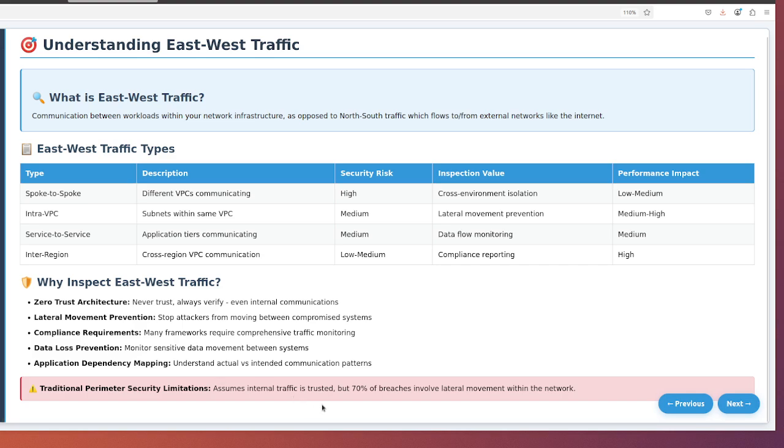From a compliance perspective, many frameworks now require comprehensive traffic monitoring. NIST, PCI DSS, and other standards are moving toward requiring inspection of all network communications, not just perimeter traffic.